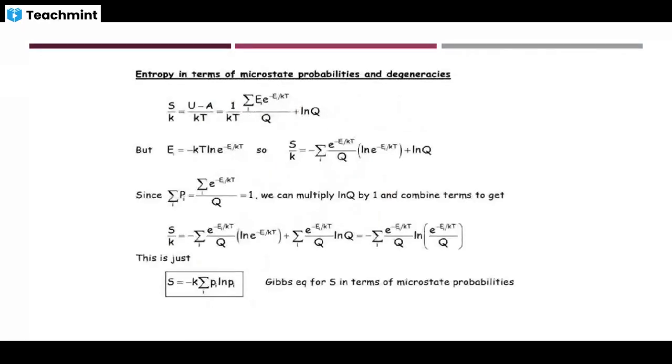Entropy in terms of microstate probabilities and degeneracy. If you divide the entropy by k, and take 1 by kT times U plus A, substitute for U and A, then this is our same expression. If you write it out, these two are the same. Mathematically these two are the same.